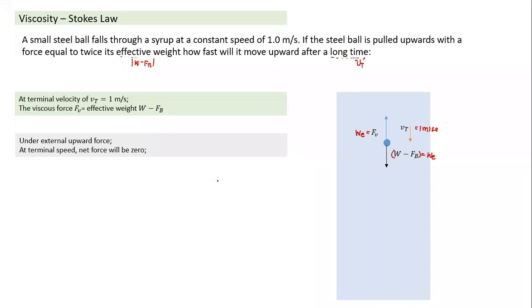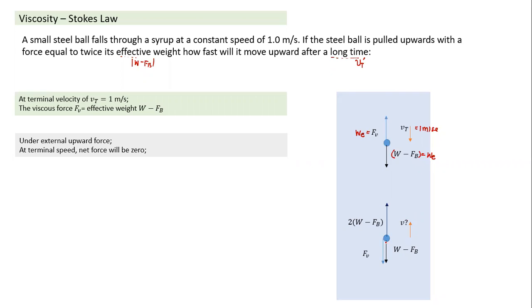Now under an external upward force, again we are calculating terminal speed. Net force has to be zero. So what is the net upward force? Net upward force is twice (W minus FB). This W minus FB was already still acting. This other force is applied, and in this case it is moving in the upward direction. This net force applied is in the upward direction, twice that much. So it will have upward motion, and hence the viscous force will act in the downward direction. This is the case given. It has achieved terminal velocity after a long time. I need to calculate what will be the velocity.